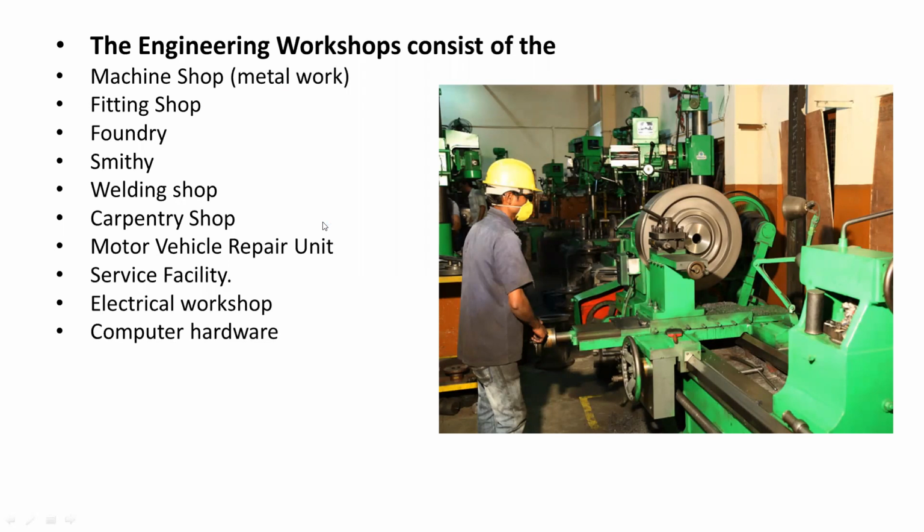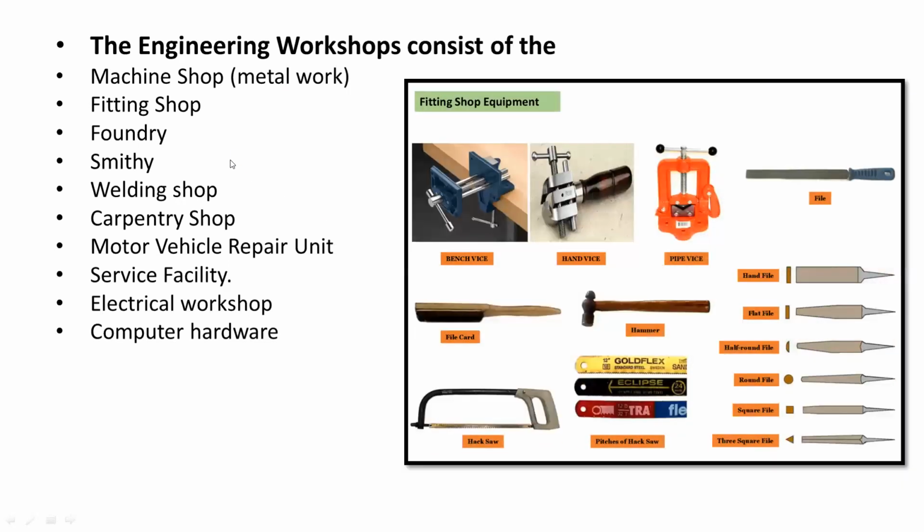Then second is the fitting shop. In the fitting shop, generally we cut the metal and try to join two metal pieces. That is called a fitting operation. These are the various tools used in the fitting shop. Today's practical is about the fitting shop. I will just give the introduction of the various shops.